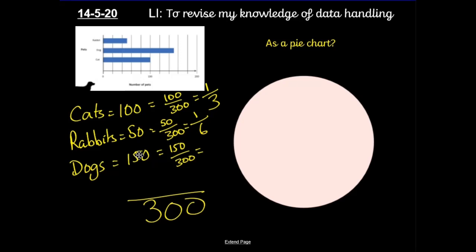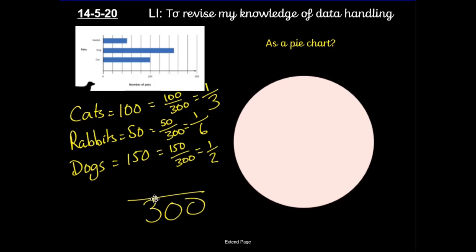Okay then, and 150 divided by 300, well, you should be shouting down your screen, Mr. Drummond, that is a half. Of course it is. And now I can make my pie chart. So half of it is going to be dogs, 1/6 is going to be rabbits, and 1/3 cats.